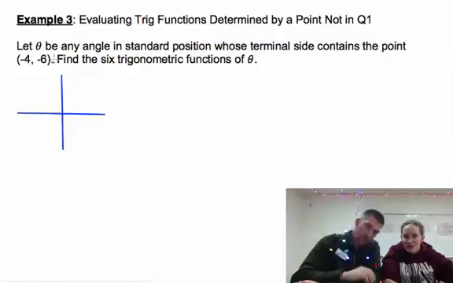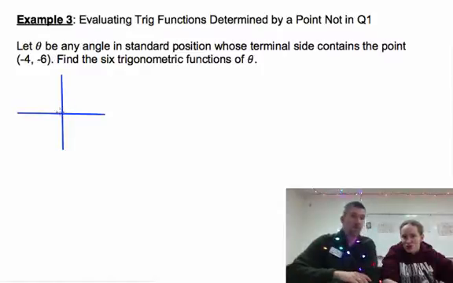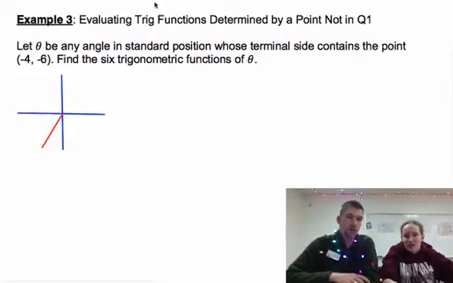Okay, -4, -6. That's not quite perpendicular. -4, -6 goes left 4 and down 6. So we're talking about an angle down here in the third quadrant. There's a point over here, -4, -6. And notice it's the same numbers, but now we've got some negatives going on.